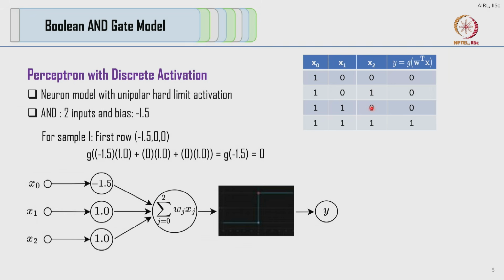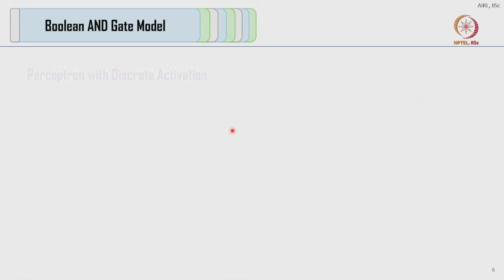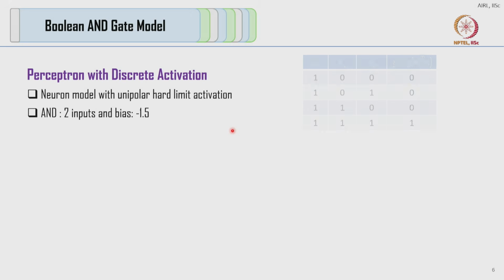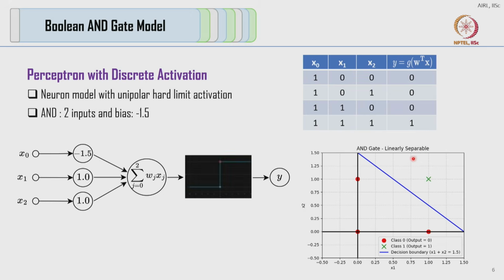If you look at the third row, 1 1 0, that will also give the negative value of minus 0.5, so output is 0. If you look at the fourth row, minus 1.5 plus 1 plus 1, which will give plus 0.5. Plus 0.5 means, since we are using unipolar activation function, the output is greater than 0, which means 1. So you can represent a Boolean gate using a simple perceptron. That is our advantage.